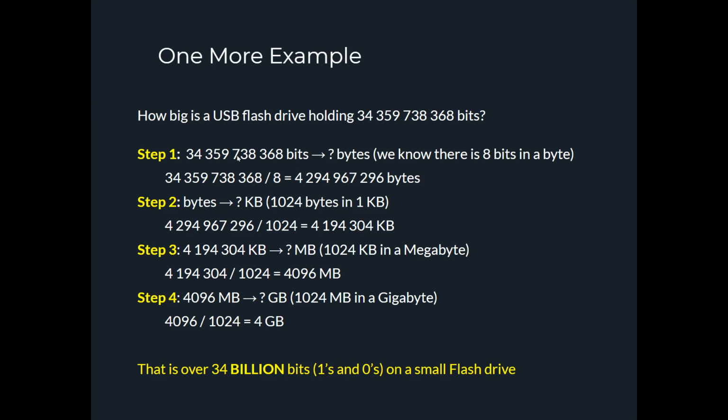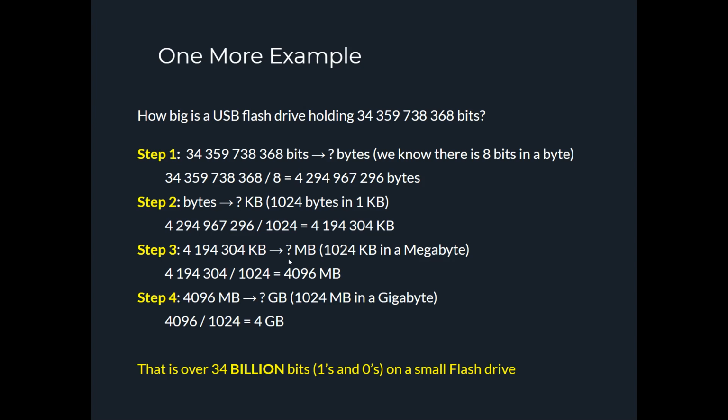So I have this massive number of 34 billion and a bit, and we're going to divide that by 8, and we end up with 4 billion and a bit. Now we go another step. Now we're going to kilobytes. But we've passed the bits bytes thing, so now everything's by 1,024. So we have 4 billion divided by 1,024. Now we're at a little bit more than 4 million. Great. So we keep going.